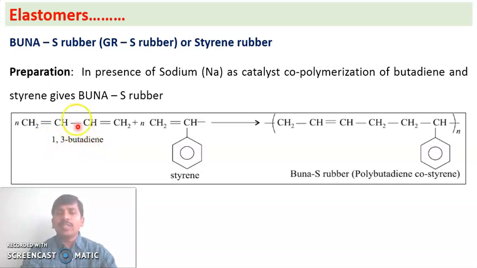For the preparation of Buna S rubber, we will take n number of 1,3-butadiene molecules and also n number of styrene. Styrene is CH2 double bond CH, single bond C6H5. So this is styrene. These two undergo co-polymerization in presence of sodium as the catalyst and form Buna S rubber or polybutadiene costyrene rubber. And here the double bonds in the reactants are broken.